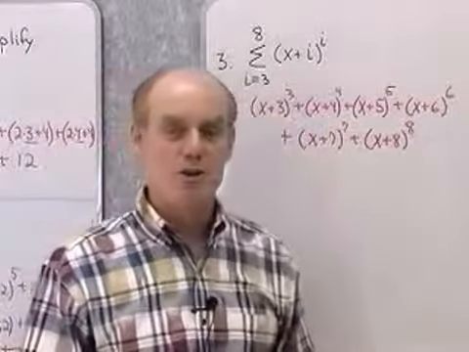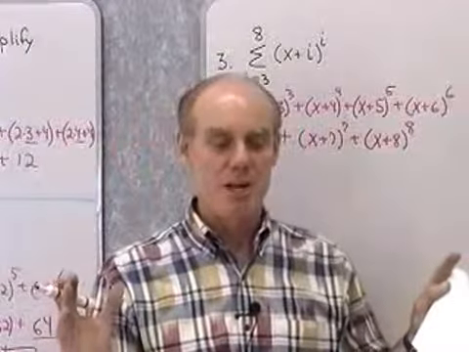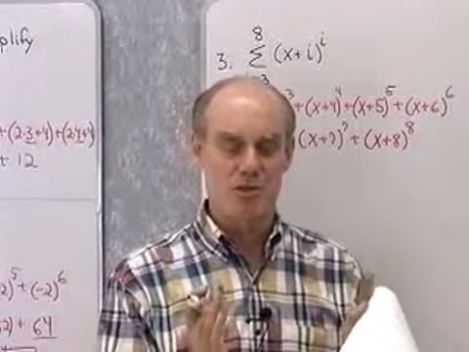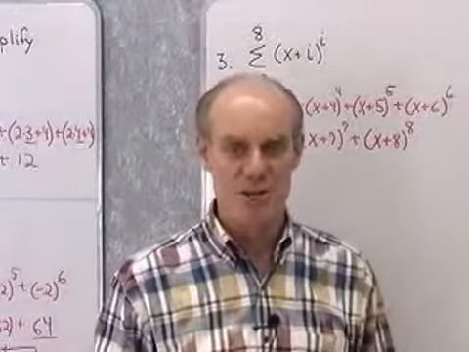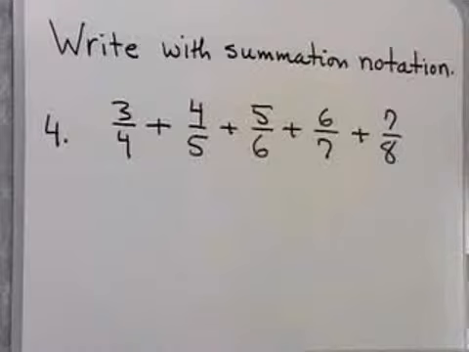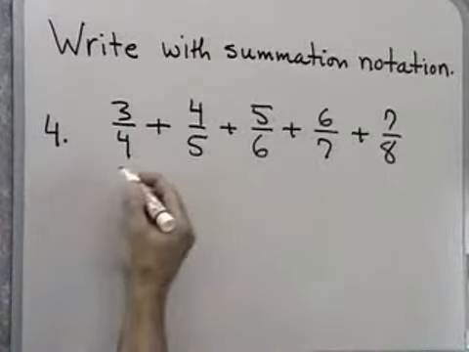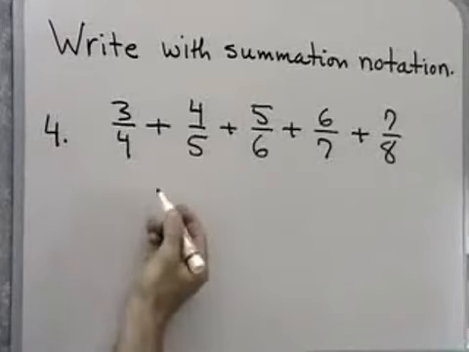What I want to do next is look at some sums and see if we can find a general term for them and contract them back to one expression using summation notation. So let's take a look at the next example. It says, write with summation notation, 3/4 plus 4/5 plus 5/6 plus 6/7 plus 7/8. Now, I don't want to actually add these together. All I want to do is write this as an expression using summation notation.